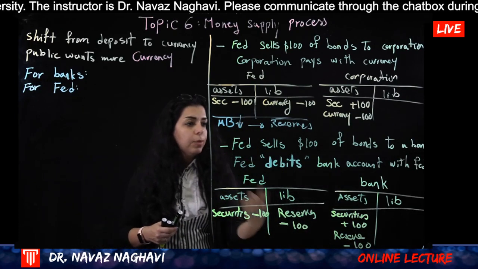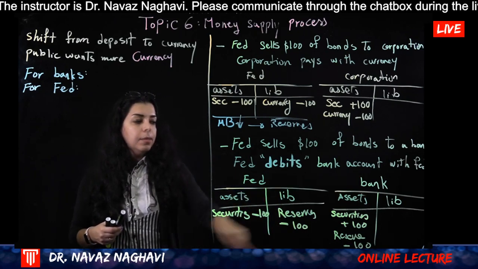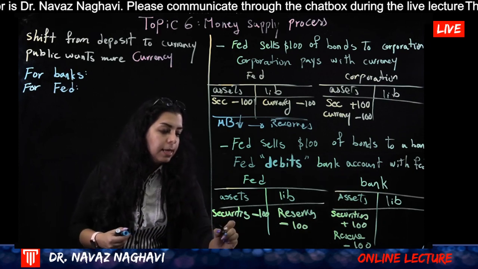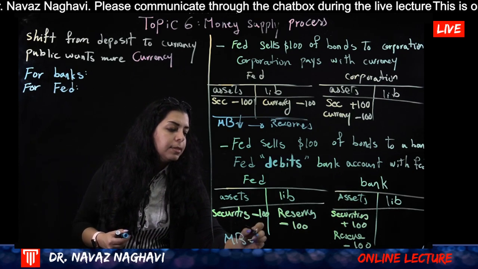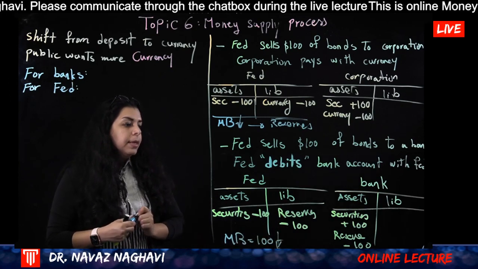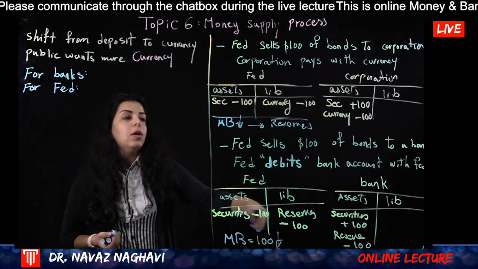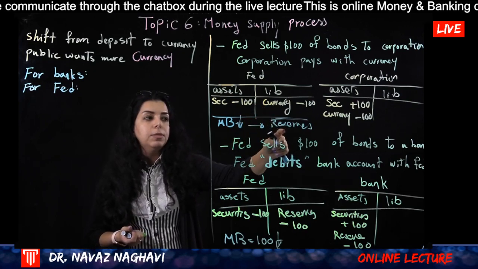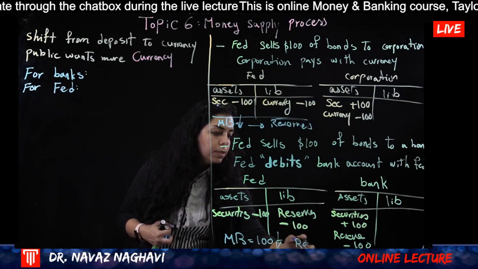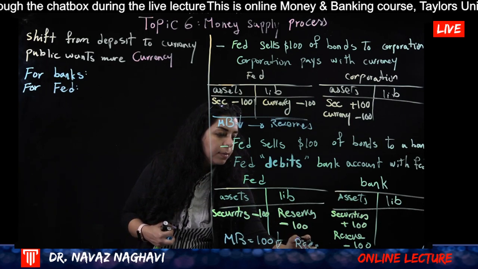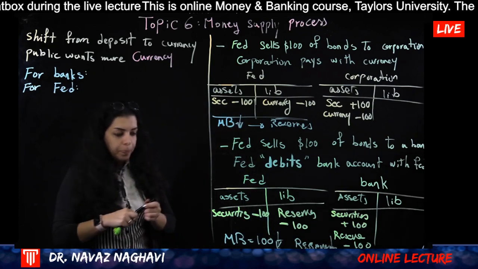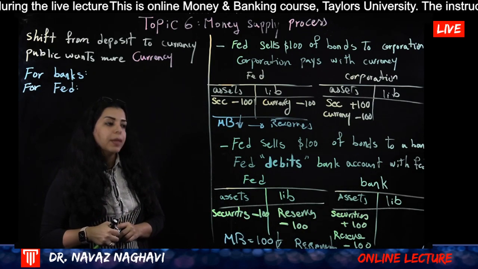Here, what is happening to MB? Since the liability side is decreasing, the MB here is decreasing by 100 units. And is there any change in reserve? Yes, unlike the previous scenario where there was no change in reserve, here the reserve amount is also decreasing.